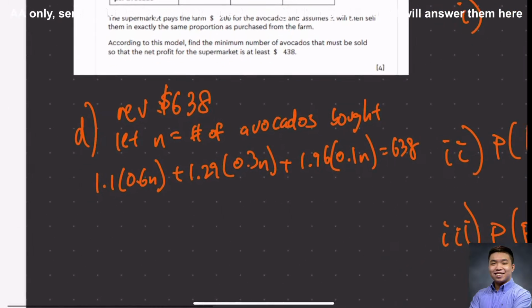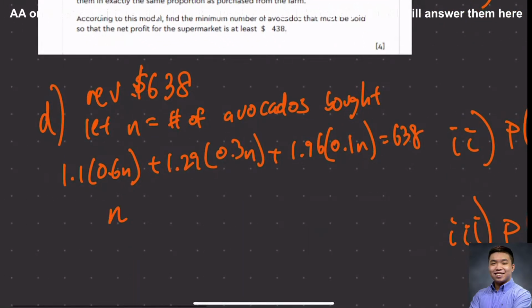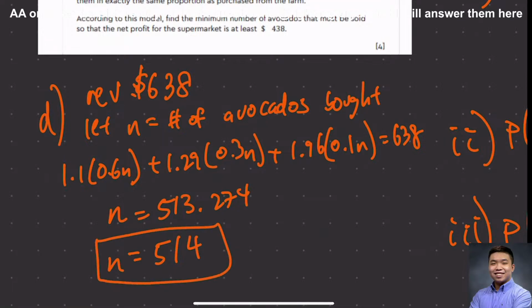Okay? So if I solve for this, I'll put it in the calculator and look for n, right? So you get 513.274. So you have to round it to three significant figures, and we cannot round to 513 because that will mean that I'm not making enough money, right? So that means I have to sell 514. Okay.